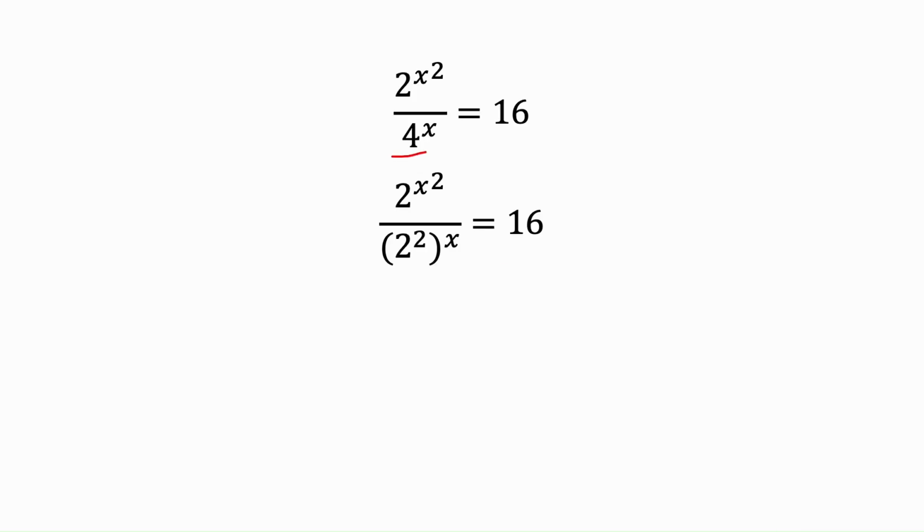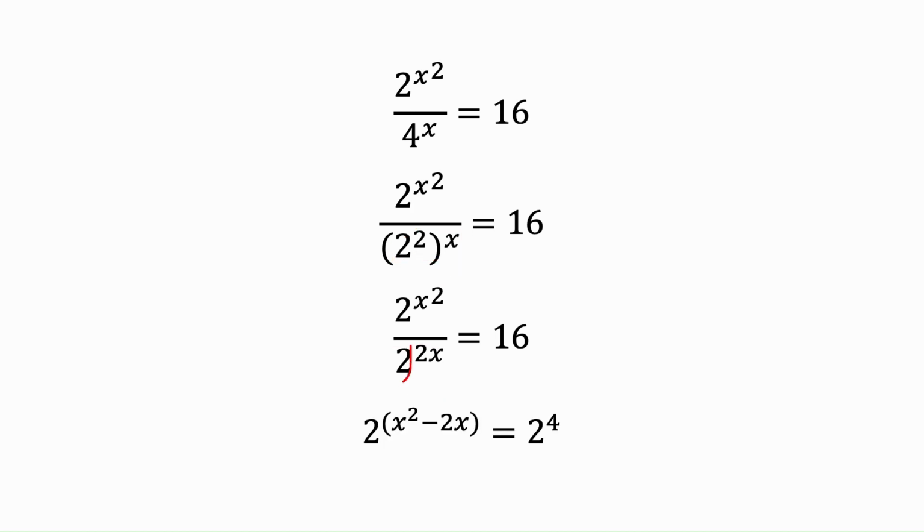So here we can write 4 as 2 to the power 2, and we have in the denominator 2 squared to the power x. Okay. And here, because we have 2 squared to the power x, we can write it as multiplication of the powers, because there is no difference if we write 2 to the power x to the power 2 or 2 squared to the power x. So we can write it as 2 to the power 2x.